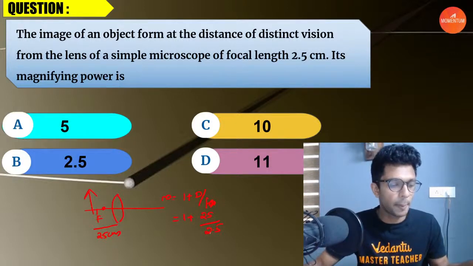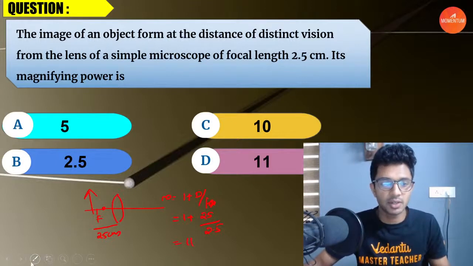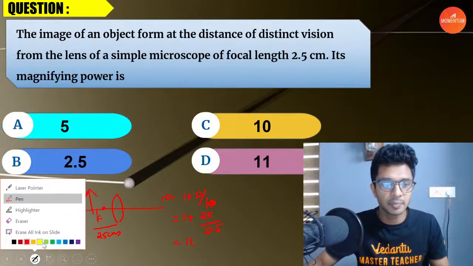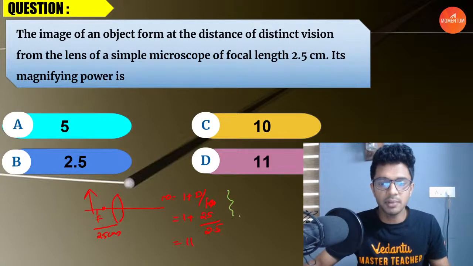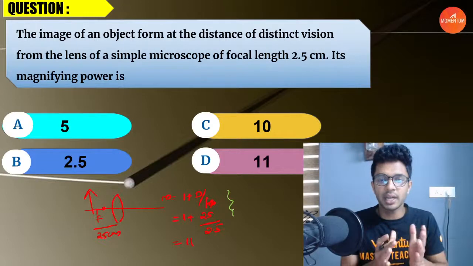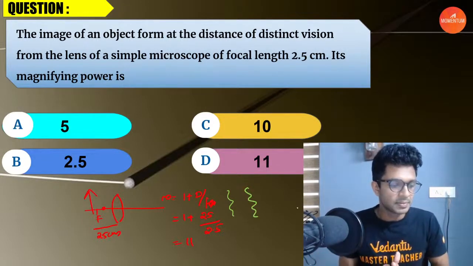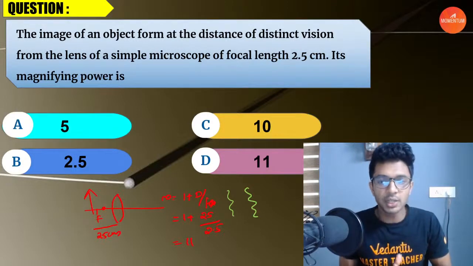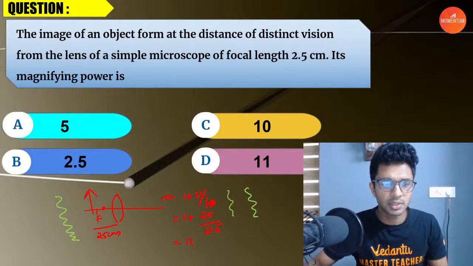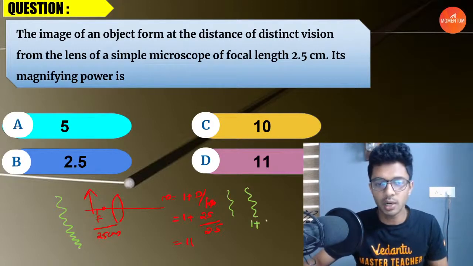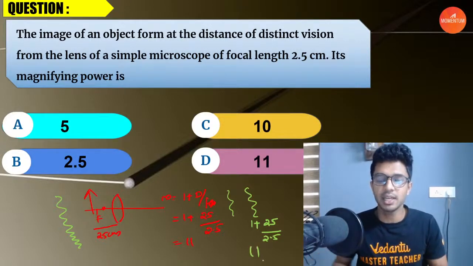What is it? That is equal to how much? 10 plus 1. This is 11. Okay, so you want some light colors. Will green be fine, so that you can catch it up? The green color which I have used now, this one. Okay, I understood. So this is fine, I suppose. Right, this color. So this is 1 plus 25 divided by 2.5. This is going to be 11.